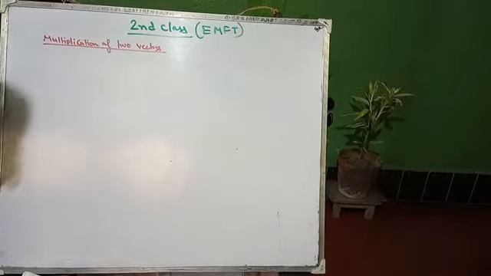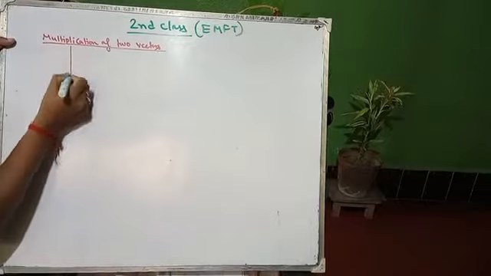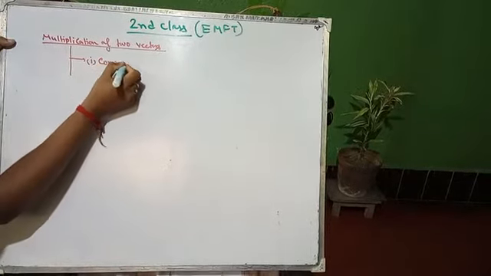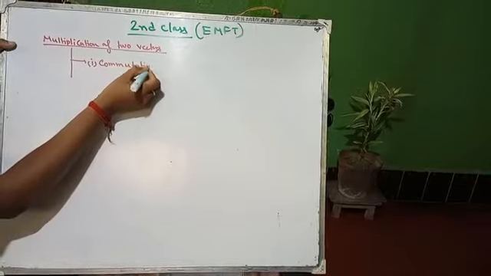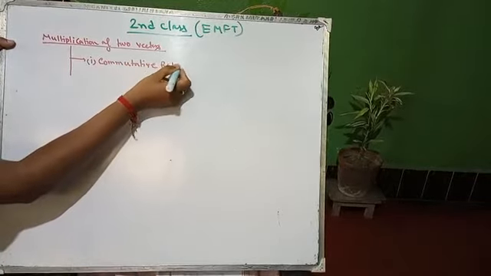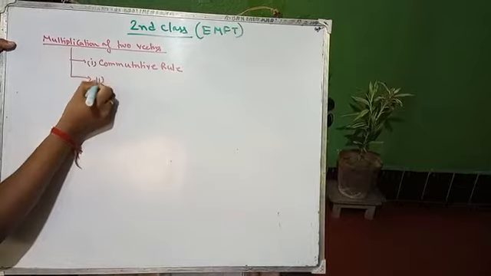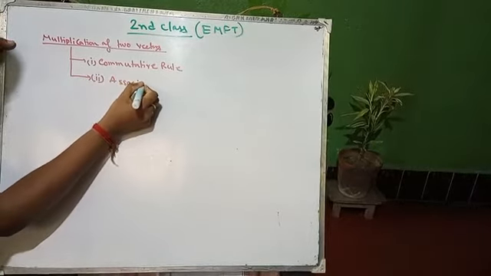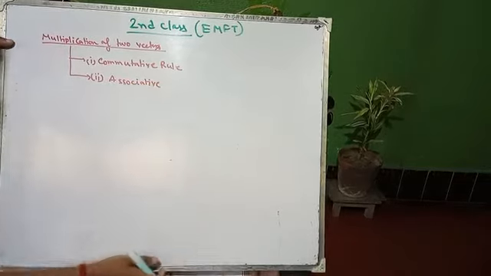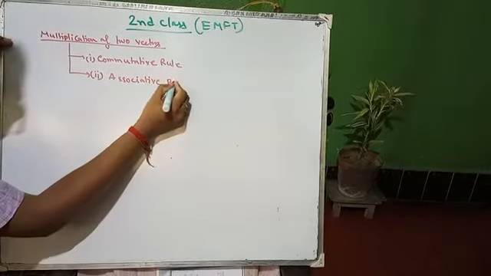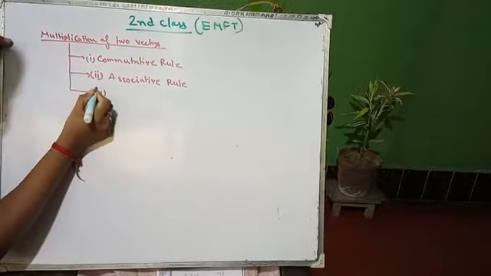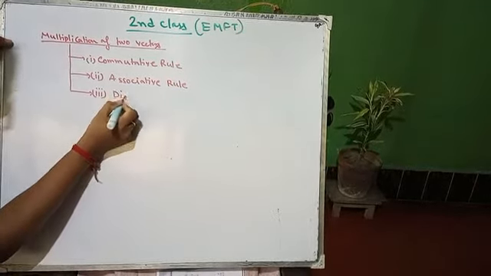First one is commutative rule. Second rule, associative rule. Third one, distributive.